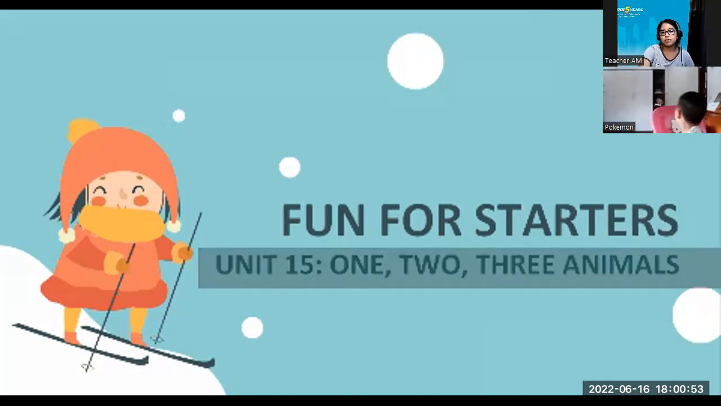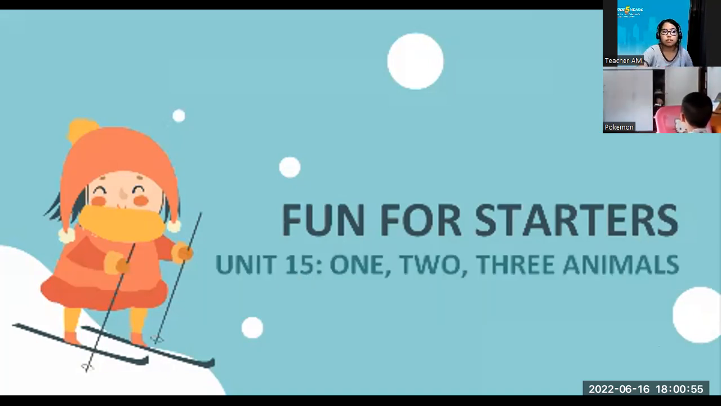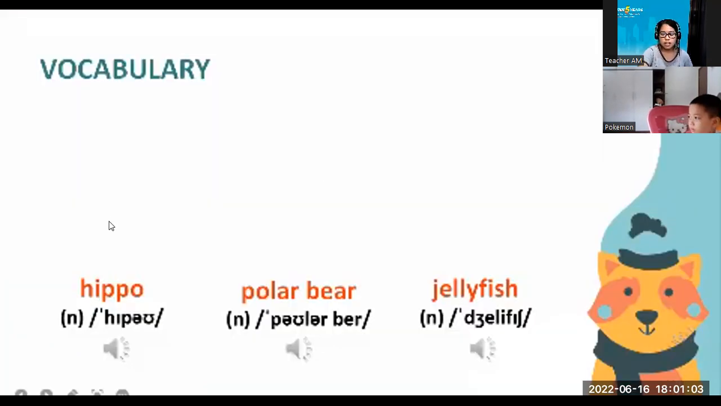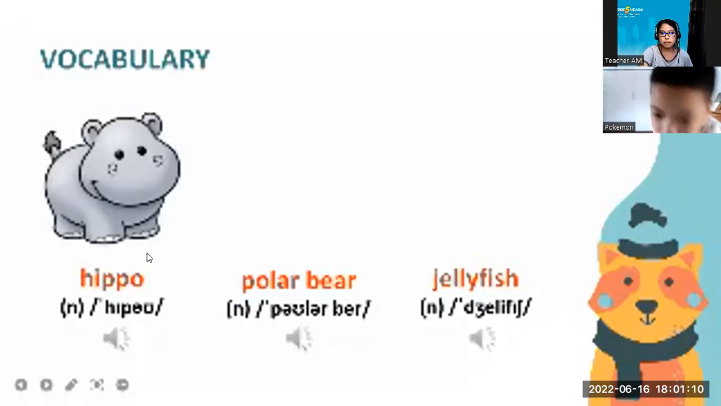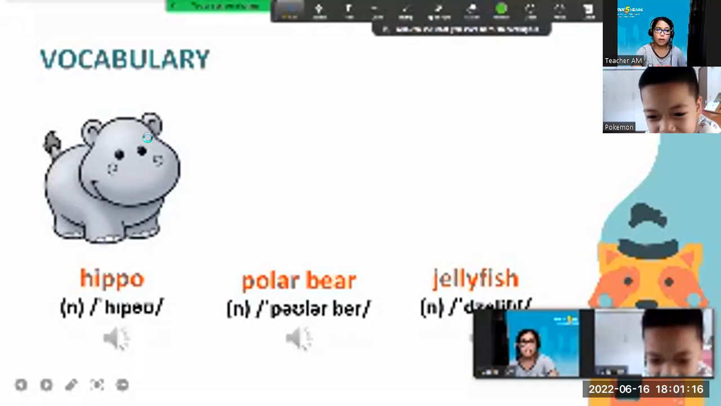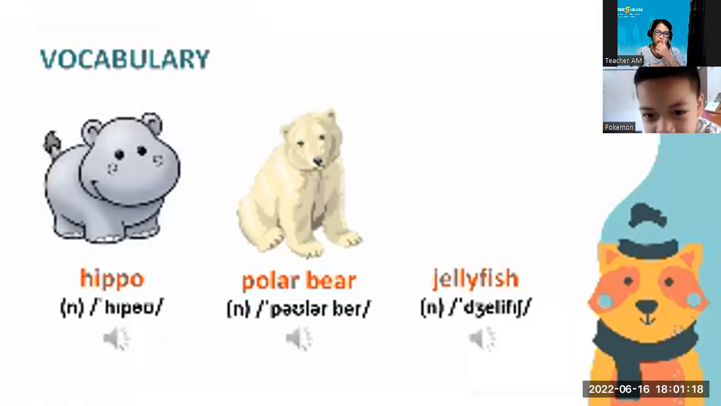We are now in Unit 15, entitled 1, 2, 3, Animals. So today, we will all be learning about animals. Let's learn the words from our vocabulary. I want you to look at a picture, listen to me, repeat the word, and use them in a sentence. Okay, you say hippo. Hippo. This is a hippo.